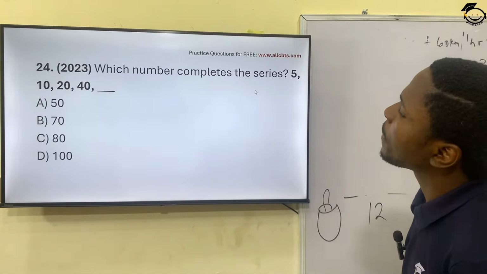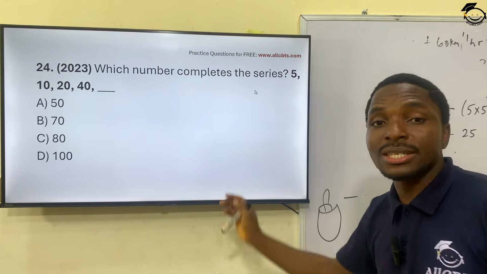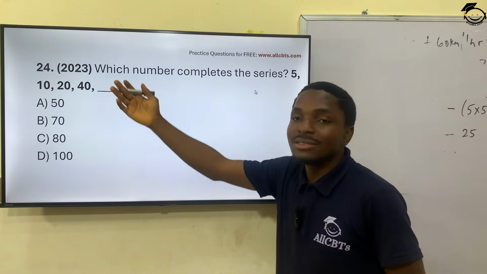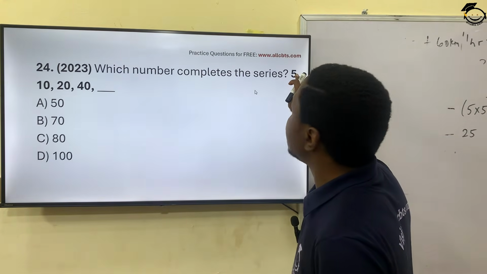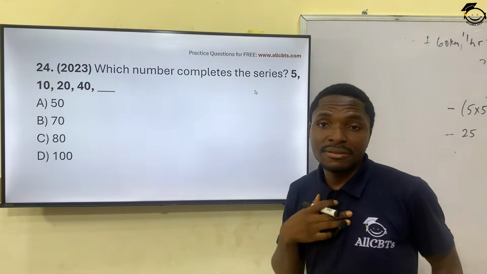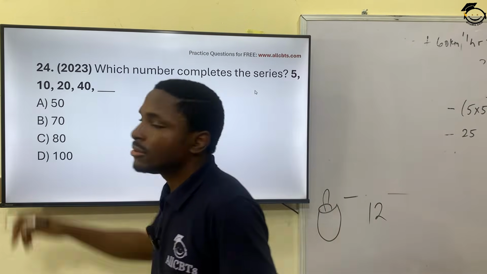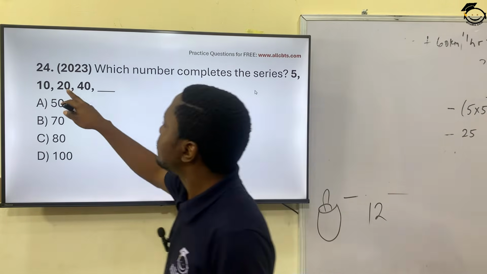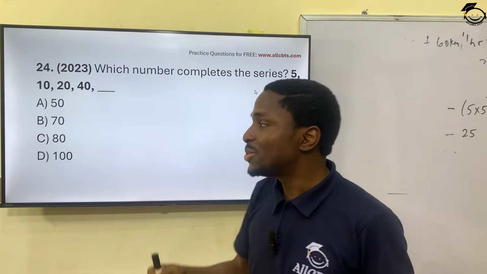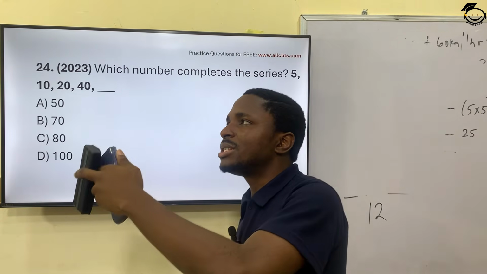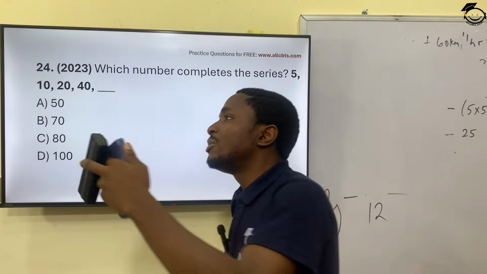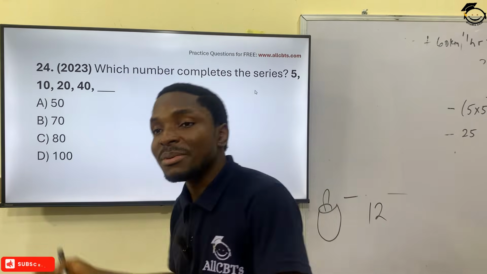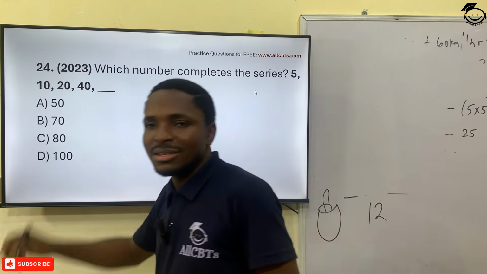Question 24. Which number completes the series? We've seen series now about 5 times. 5, 10, 20, 40, what? You can see it's almost like addition of itself. Let's look at it. 5, 10, you can see that it increased by 5. 10, 20, it increased by 10. 20, 40, it increased by 20. So if we are looking at it, 5, 10, 20, the next one will be twice of itself. So 20 times 2 will be 40. So it's going to increase by 40. So 40 plus 40, 80.